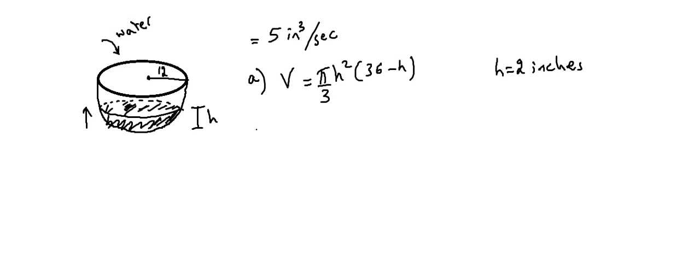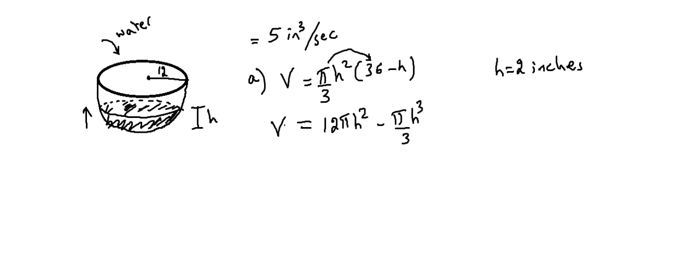First, let me try to get another easier shape of this volume. So let me multiply this number times this number. 36 divided by 3 is 12, so V equals 12 pi h square minus pi h cube divided by 3. This is the volume of the water in the hemisphere.